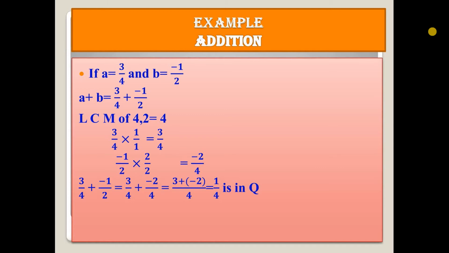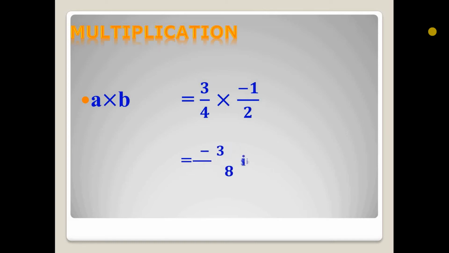So when we add two numbers a and b, we get the answer that is also a rational number. Okay, so now we can see multiplication. A into b, the same numbers 3/4 into -1/2. How will you multiply? Multiplication is very easy. Plus into minus is minus, 1 3s are 3. So we get -3/4, 2 4s are 8, 4 2s are 8. Now this number is also in Q. Q means rational number. So we can say the closure property is true for addition and multiplication.